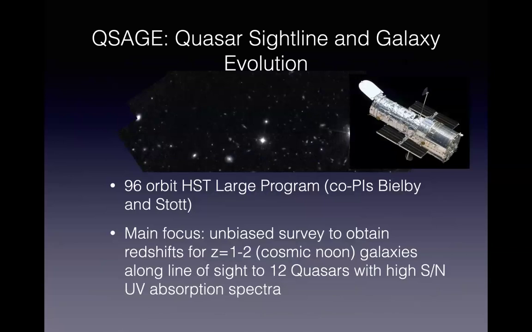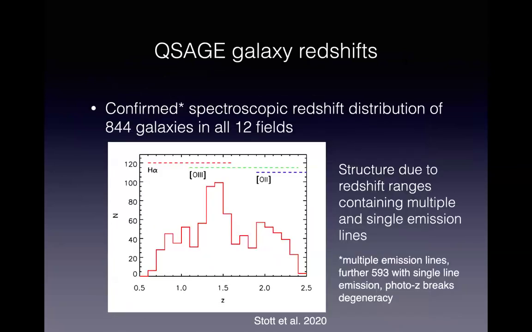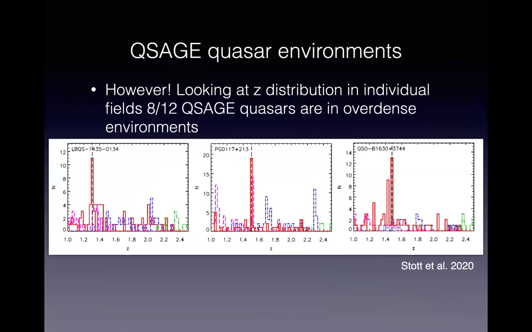So we use QSAGE, which is our quasar sightline and galaxy evolution data. This is basically to do quasar sightline searches, but we also use it now to look for quasar clusters. So I'll just skip through all that, but you can see here we've got lots of galaxies at the exact same redshift as the clusters in this survey.